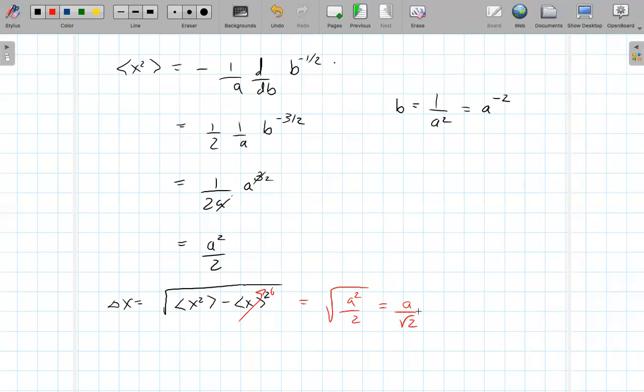Okay. So basically what this says is that the width of our Gaussian distribution, our Gaussian wave packet, delta x, is simply equal to a divided by the square root of 2. Which means what? As a gets smaller, delta x also gets smaller by exactly the same amount. Okay, so it's linearly proportional to a. You guys doing okay? Yeah. So that is how a controls the width.